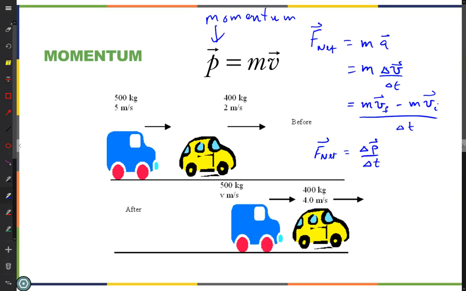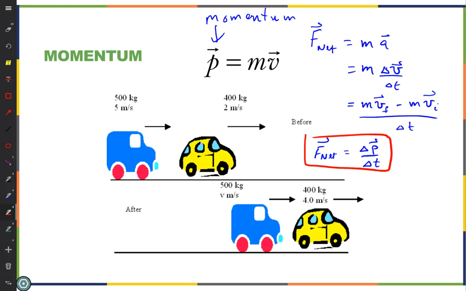And this may surprise you. This is actually Newton's second law. Newton's second law is that the net force is equal to the change in momentum over change in time. And it's, of course, really a calculus equation. It's really equal to the derivative of momentum with respect to time. But this being an algebra-based course, we don't worry about the calculus, and we just say change in momentum over change in time.